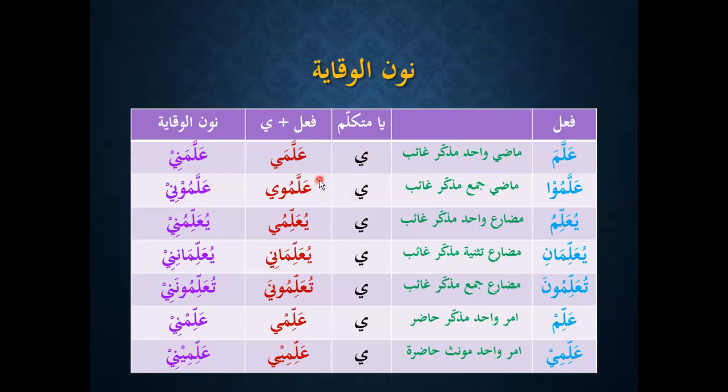So now you want to say, allama me. He taught me. How would you say? You have to add ya. Allamani. How would you say? Allamani.